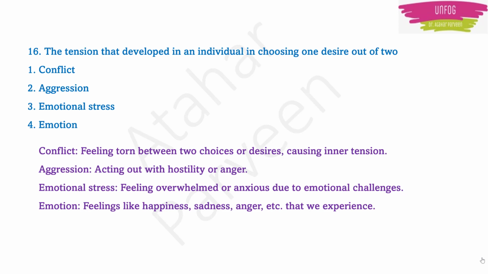So the tension that develops in an individual in choosing one desire out of two is actually conflict. Because you have two choices and you don't know which one to choose, and because of this you are getting inner tension. That is known as conflict. Okay. Actually, the common meaning of conflict is fight. So there are two things which are against each other, and you have to choose one. It is like that. Okay.